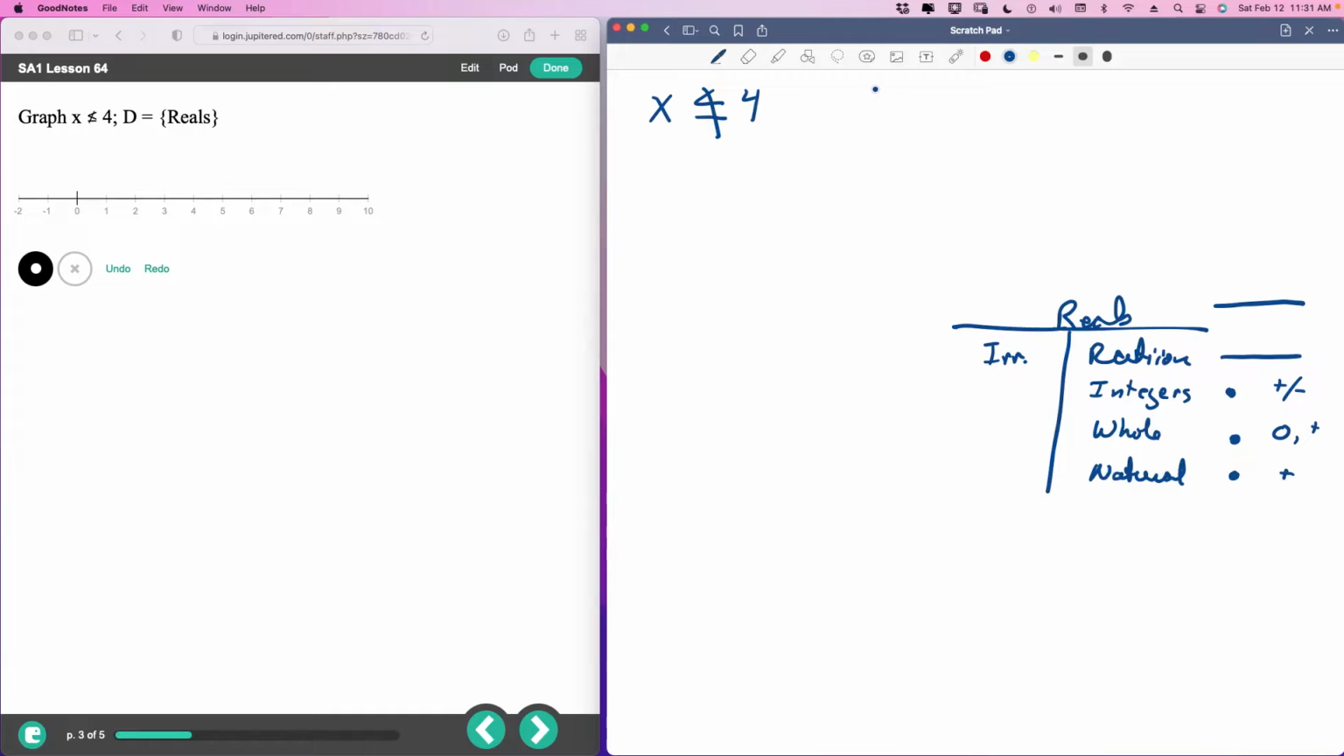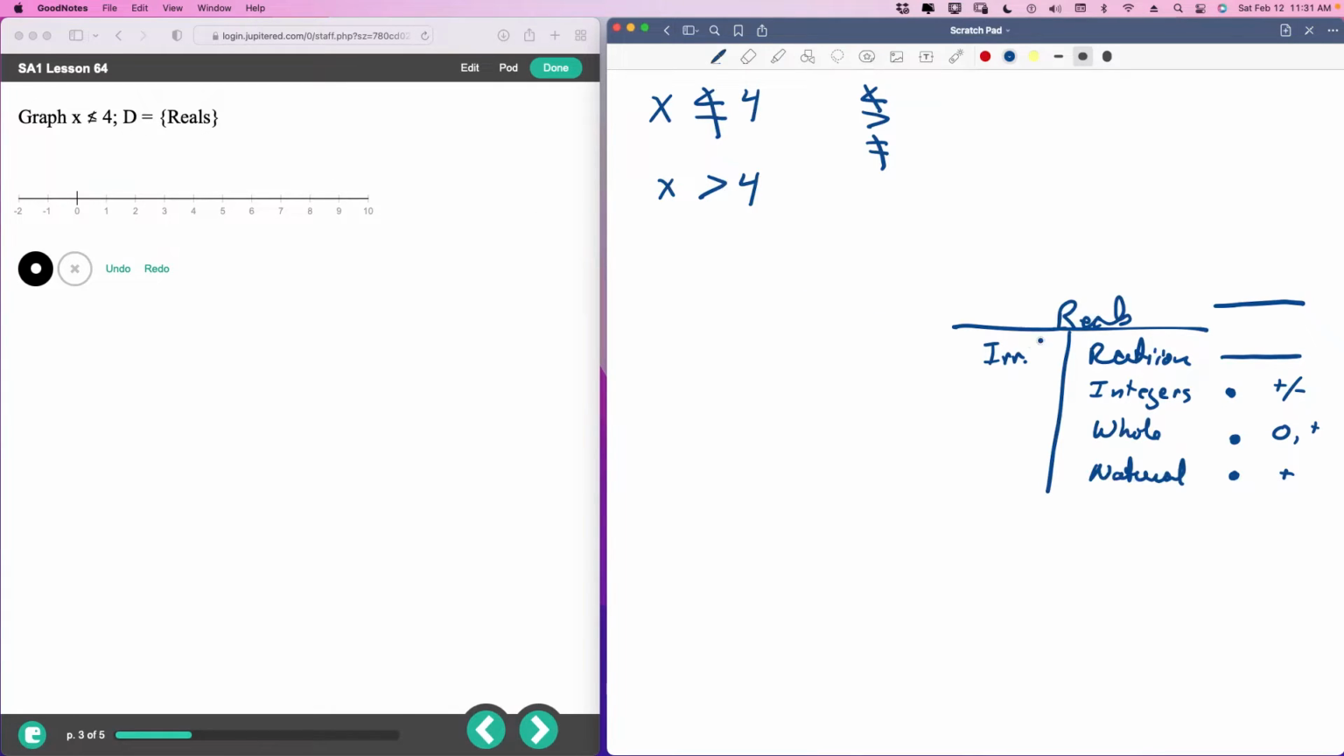All right, here are our symbols: less than, greater than, equal to. It's not less than, it's not equal to, so it has to be greater than. So x is greater than 4. All right, so what is the domain? The domain tells us which numbers to graph, the ones that make this statement true.